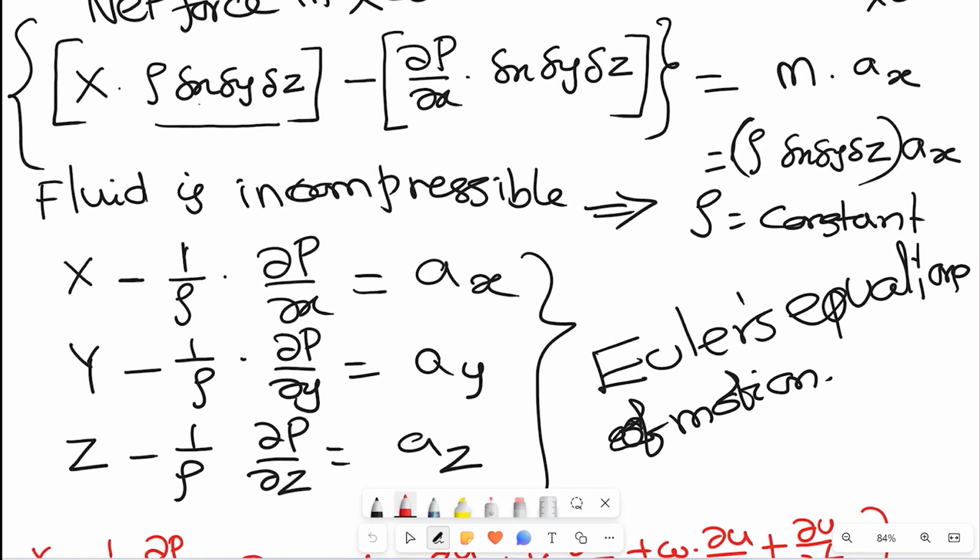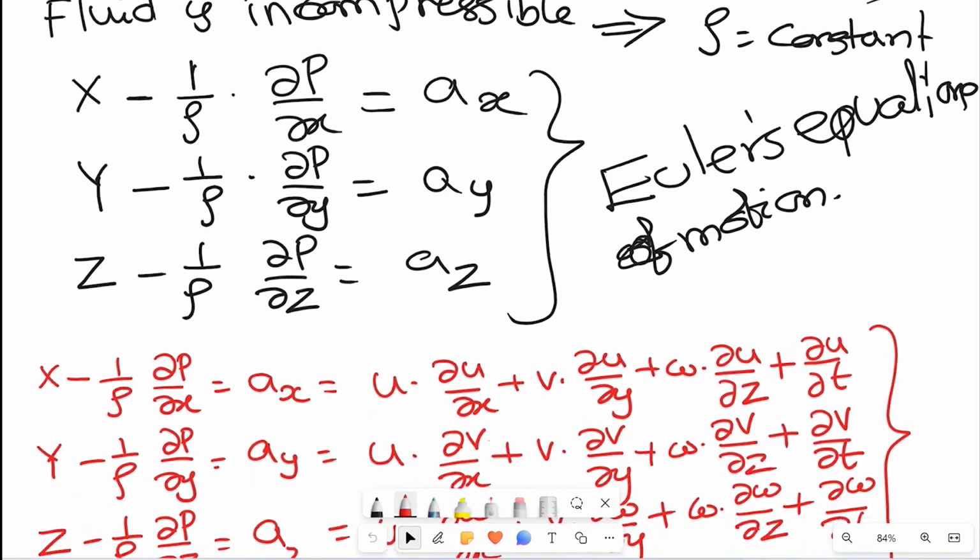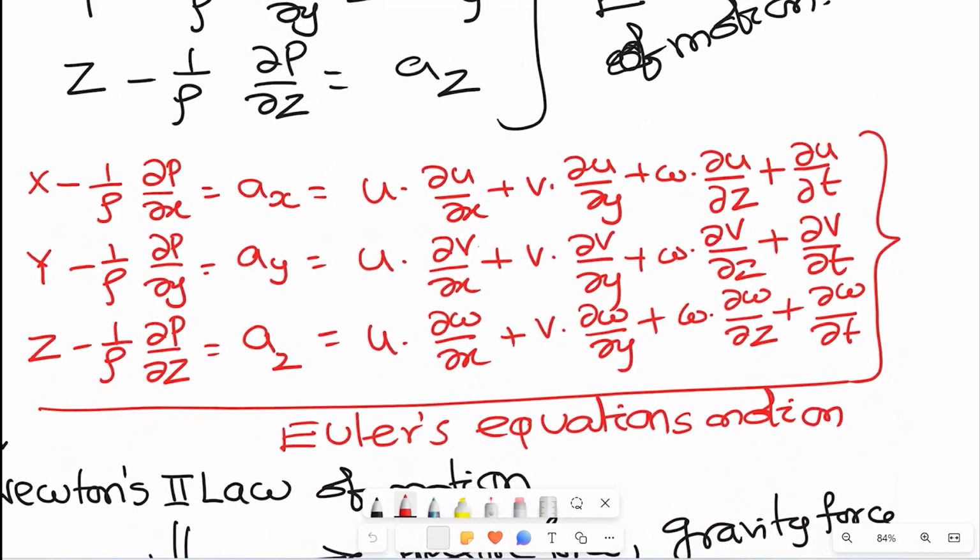Similarly, Y minus 1 by rho dou p by dou y is equal to ay. Z minus 1 by rho dou p by dou z is equal to az. And this is called Euler's equations of motion. These three equations are Euler's equations of motion. A little bit of elaboration of these three, we will do.